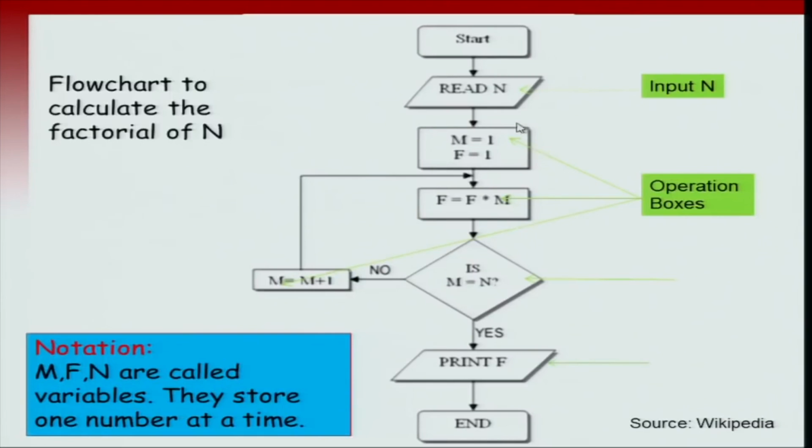So, here are the conventions used. The start symbol is often depicted as a circle or an oval. The input symbol and the output symbol are often represented as parallelograms, and the normal operation boxes are represented as rectangles, and the test box to see whether you have hit a limit, or to test some condition in general, is represented as a diamond.